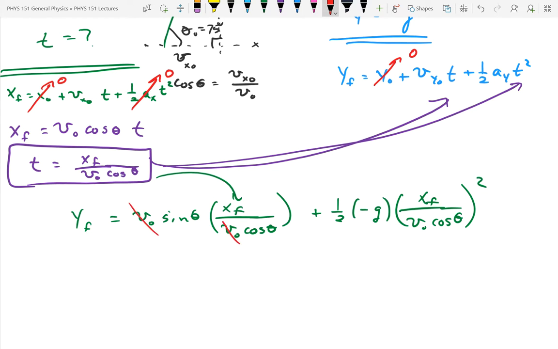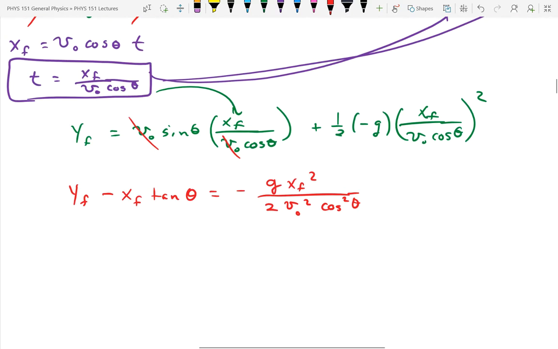So we can cancel the V0s. We can combine sine over cosine. What's sine over cosine? Tan. So I have, I'm going to move this to the other side. What am I solving for? The V initial. So I need to do a little rearrangement.